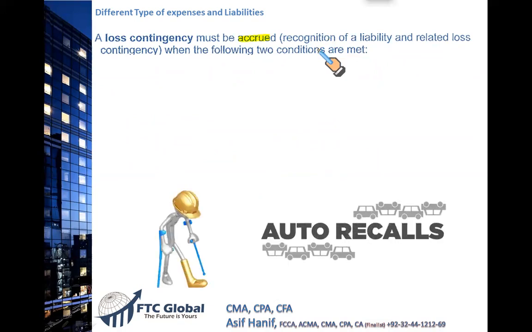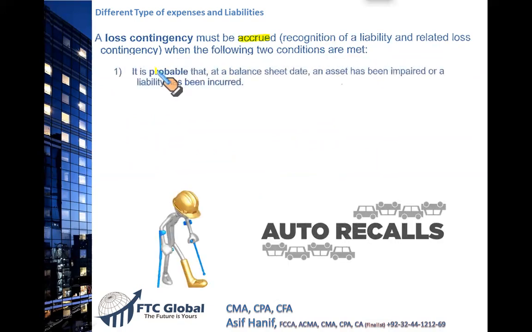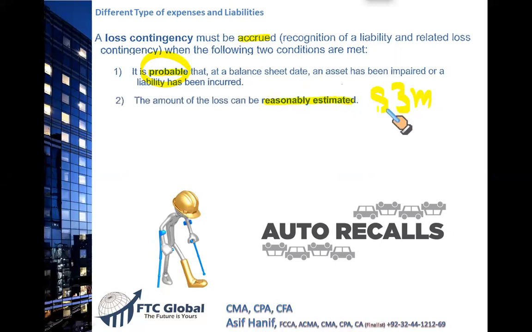Now, let us see these in more detail. I told you a loss contingency must be accrued when two conditions are met. Number one, it is probable. Look for this word probable. This will hint at what you should do with the information given. Probable means more likely to occur. And the second is that the amount can be reasonably estimated, which was $3 million. Now, what if the amount is not specifically mentioned and a range is given?